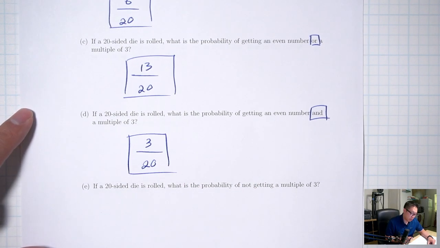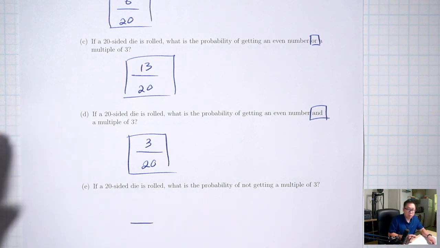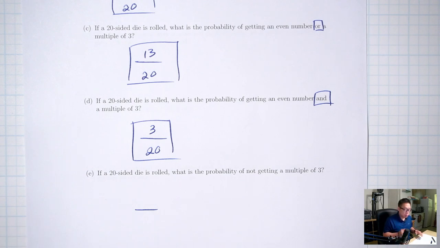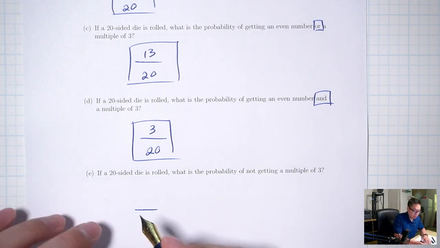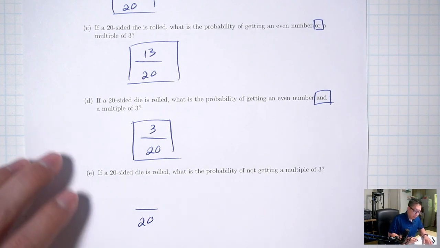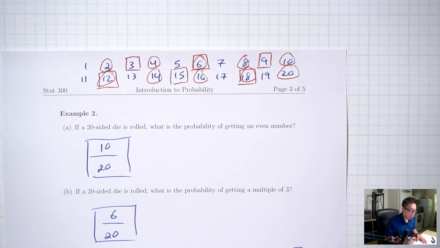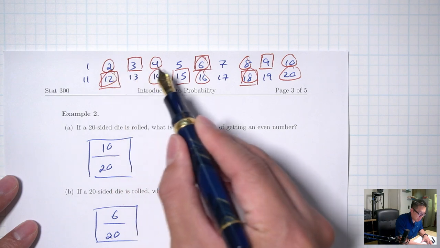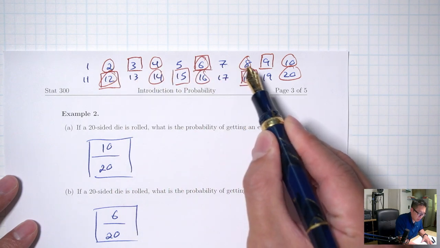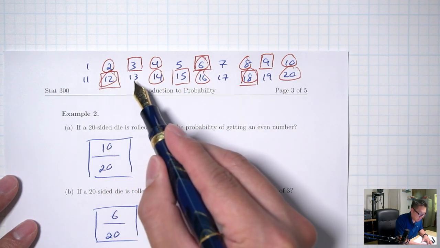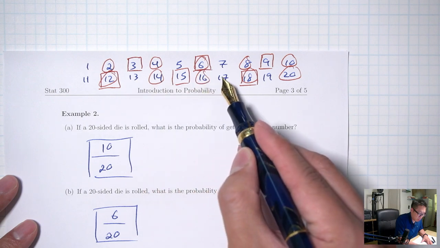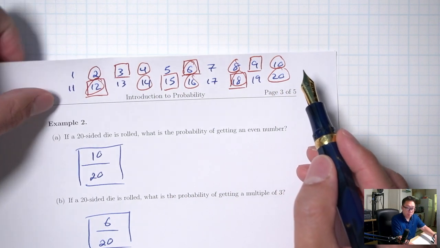Part E. If a 20-sided die is rolled, what's the probability of not getting a multiple of 3? Bottom is still all the possible things that can happen, which is 20. For the top, not multiple of 3. Multiples of 3 are the boxes. How many are not boxes? So not boxed would be 1, 2, 3, 4, 5, 6, 7, 8, 9, 10, 11, 12, 13, 14.